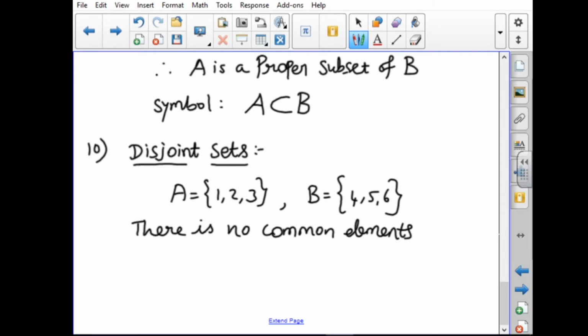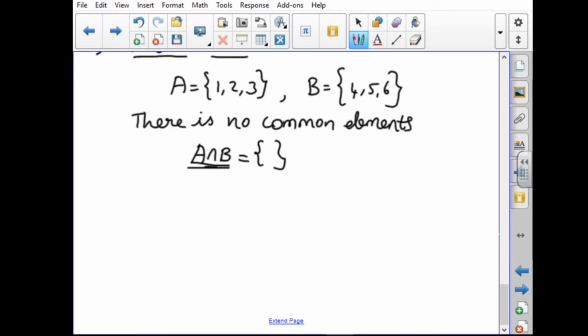When the two sets have no common elements, the two sets are called disjoint sets. That is A intersection B. This is the intersection symbol. Intersection means the common elements. The A set and B set have no common elements, so that is the empty set. This is called disjoint sets. If there are no common elements between the two sets, the two sets are called disjoint sets.